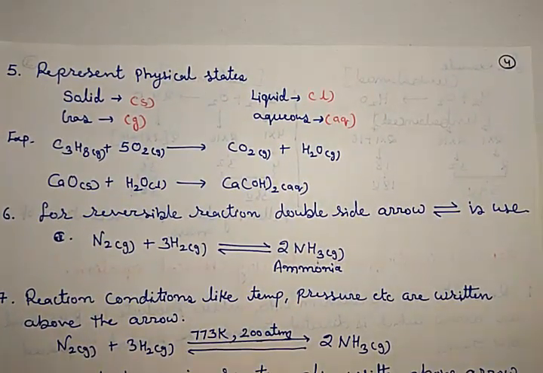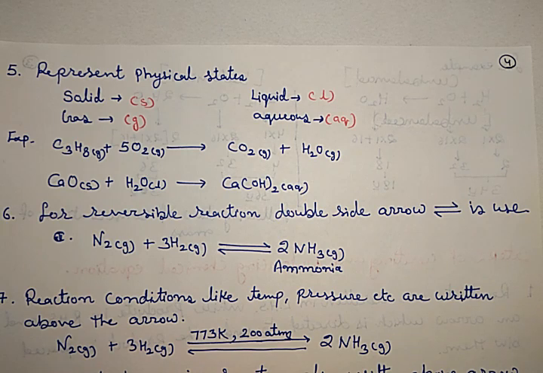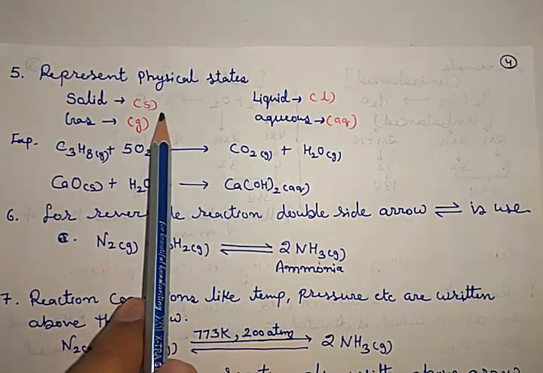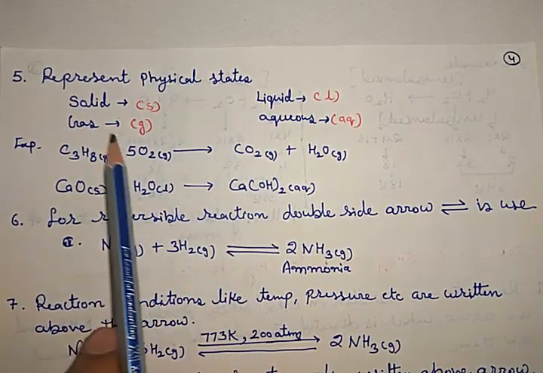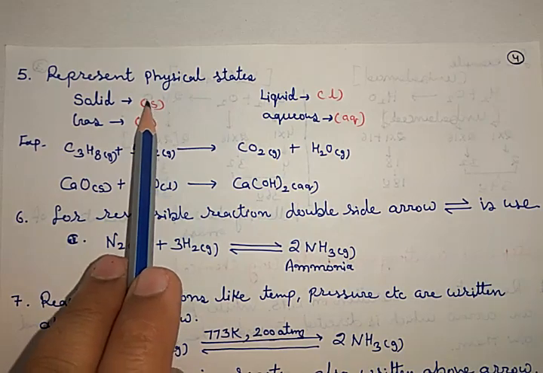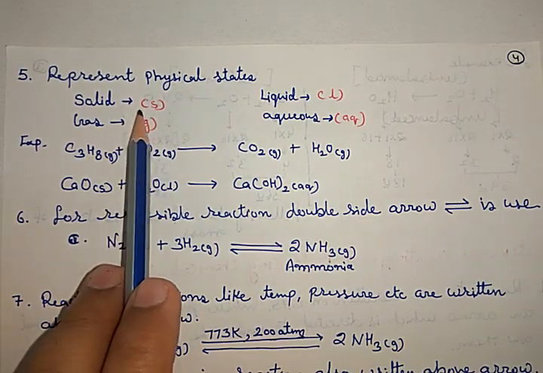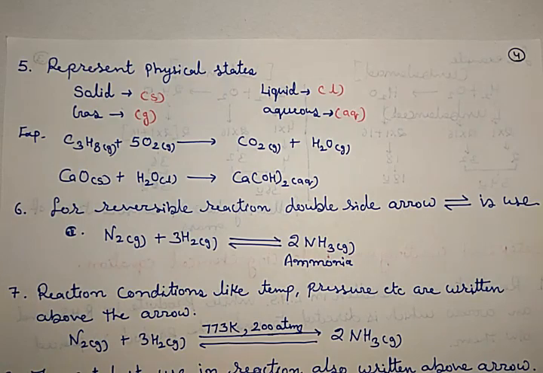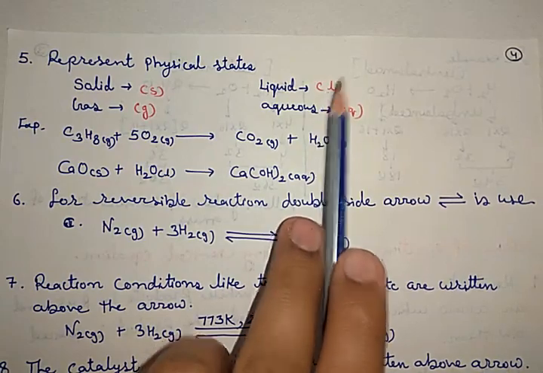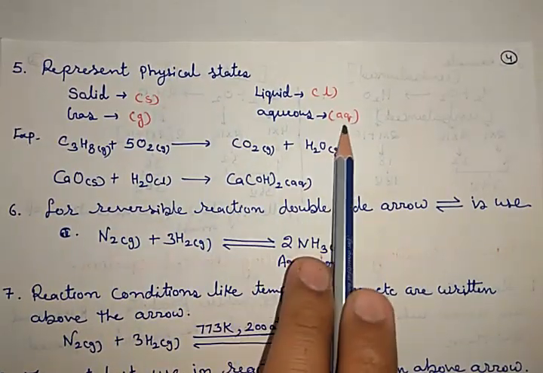It is necessary to make a chemical equation more informative, so we should represent the physical states of chemical substances. The chemical substances can be solid, liquid, gas, or aqueous, that is, dissolved in water. If it is solid, then a small s in brackets is placed with the reactant or product which is solid. Similarly, if liquid, then small l, gas then g, and aqueous then aq.